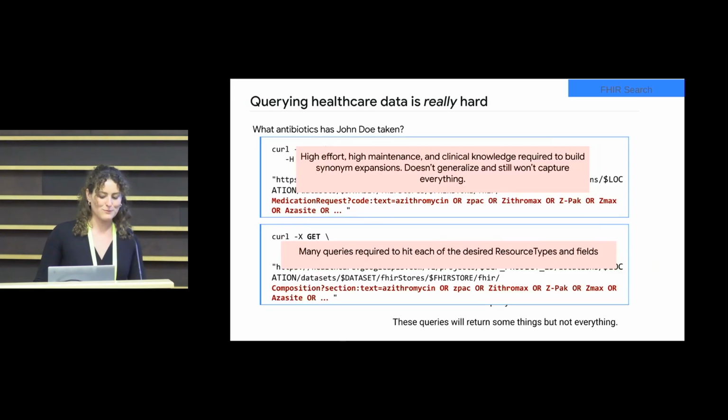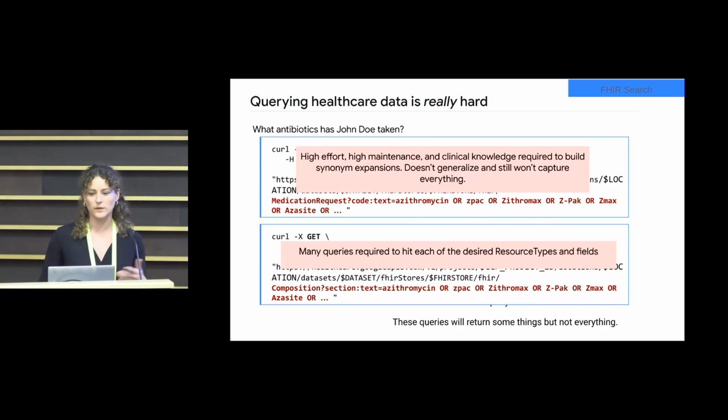Even if you try to go to the next level, again, querying healthcare data is really hard. You can try to then expand antibiotics into a few different antibiotics, so vancomycin and so on, different names, and try to do some level of query expansion. But this is high maintenance, it's highly involved, and you're probably not going to achieve full coverage of all the synonyms and expansions. And even if you're able to do so, you're still going to want to search this in different medication resources. You might even want to search for this in unstructured data. So you can perform these queries. It will return some things, but it might still not be comprehensive.